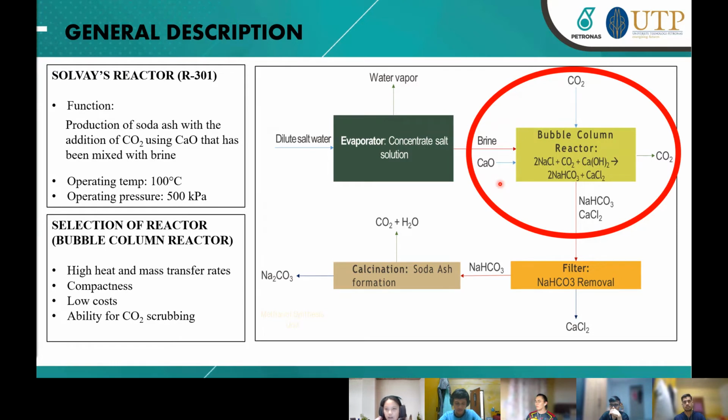For the type of reactor, bubble column reactor or BCR is selected due to its high heat and mass transfer rate. And in terms of cost, BCR is considered economical for this process due to its low cost, and most important is that BCR is able to scrub carbon dioxide, which is the main reason why BCR is selected for R301. I'd say that BCR in this process has similar function to that of an absorber column, where carbon dioxide is fed into the reactor, scrubbed and reacted with calcium hydroxide, forming sodium carbonate and calcium chloride.